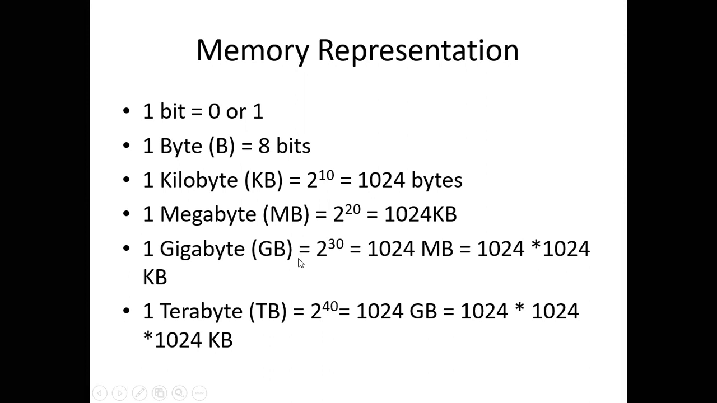A collection of 1,024 kilobytes, or 2 to the power 20 bytes, will give us 1 megabyte. So if someone says my flash is 1 gigabyte, what they mean is the amount of data that it can store is 2 to the power 30 bytes. So you can calculate the exact number of bits which are in there. Basically, this is how memory is represented.